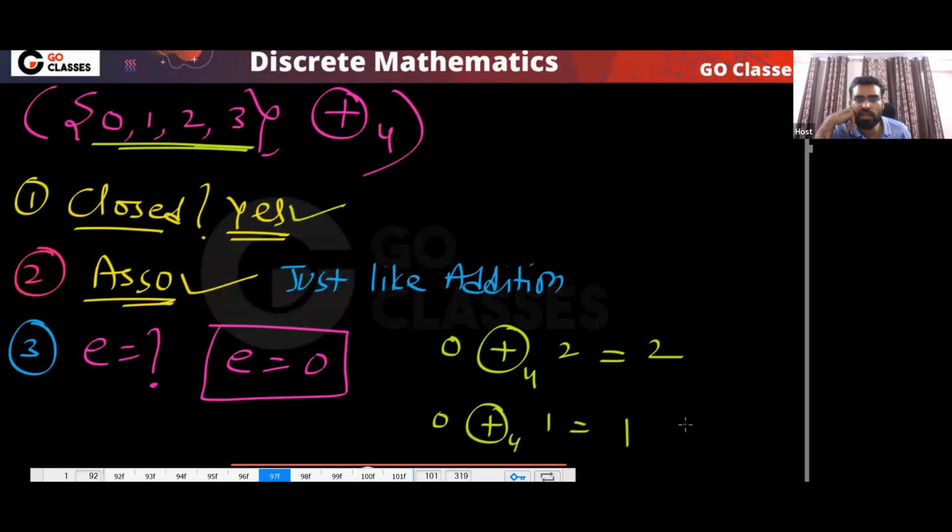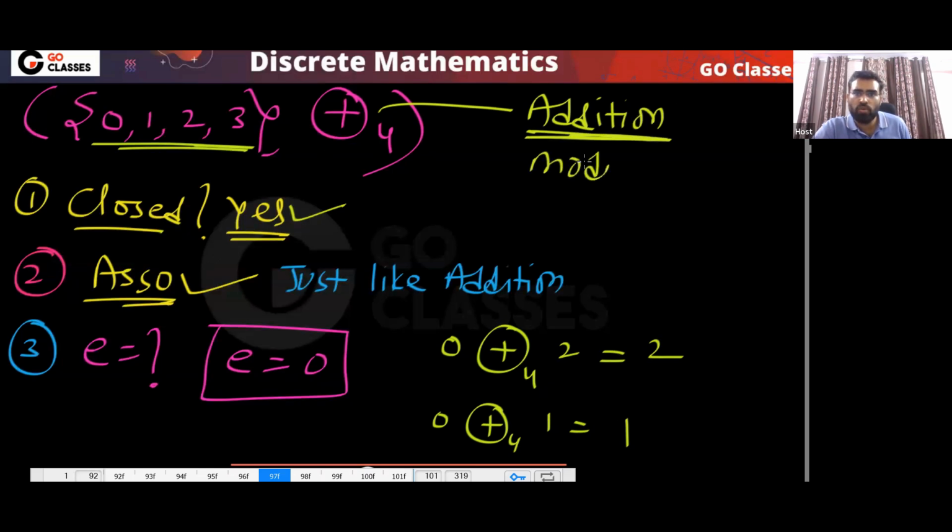What is this? This is 1. So the idea is very simple, because remember, this has all the properties of addition. Remember this point. This has all the properties of addition because first you are doing the addition and then you are finding the modulo. So first you are doing addition.